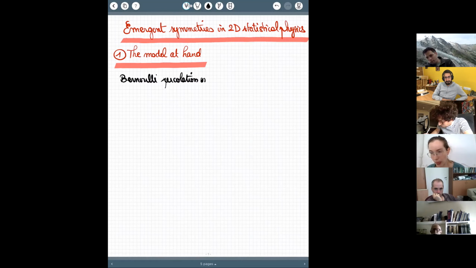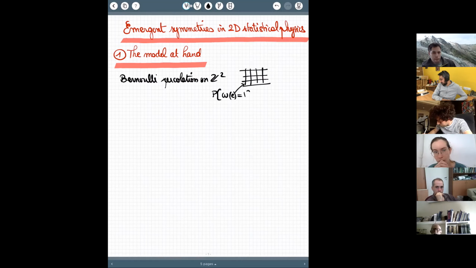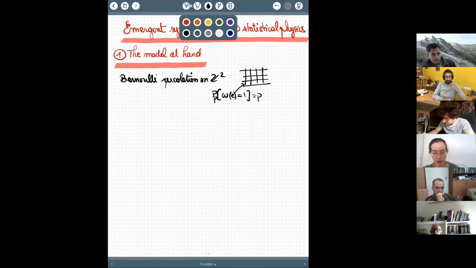So I'm guessing that all of you already encountered this model. It's a subgraph of the square lattice with the same set of vertices, and edges of the lattice are open with probability p and closed with probability 1 minus p. If you want, you keep the edges with probability p and you remove them with probability 1 minus p. And I'm going to look at a specific case. I'm going to look always at p equal pc.